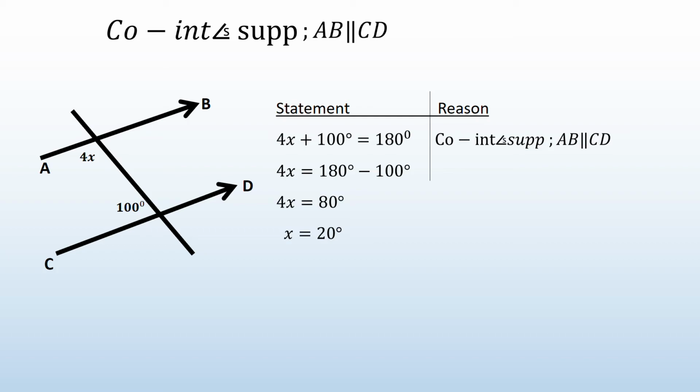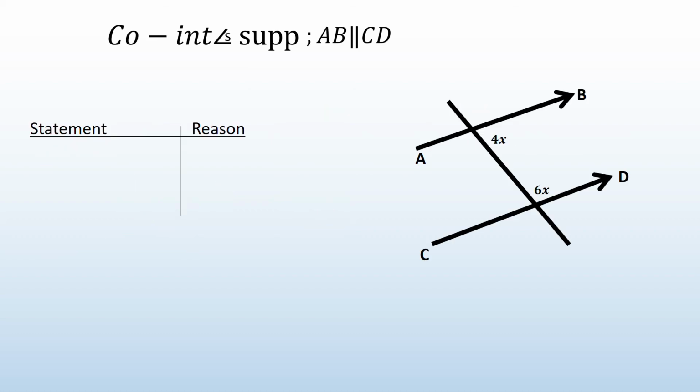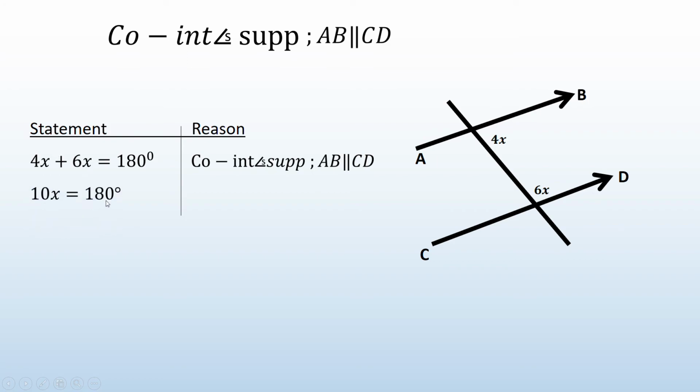Those are the only three reasons we're doing today: corresponding, alternating, and co-interior. Here's another kind of co-interior example if you want to take it down, otherwise you can just watch this part. I know that these are equal to 180, so I can just say 4x plus 6x is equal to 180, same reason. I've got like terms there which I can add, 4x plus 6x will give me 10x. Divide through by 10, and I'm going to find that x is equal to 18.